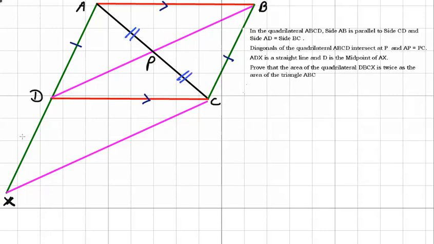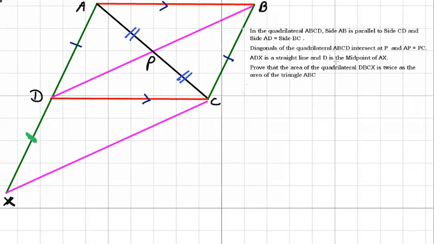ADX, that's the green color, longer line is a straight line, and D is the midpoint of AX. So if D is the midpoint of this long green line, what can we say about AD and DX? They should be equal because D is acting as the midpoint. So for DX, what would I put? 1 bar, because I have put 1 bar for AD.